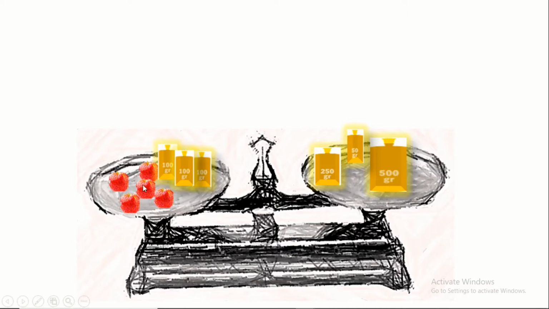We have a balance containing in its first hand 5 identical apples which have each the same mass, in addition to 300 grams. On the other hand, we have 800 grams all together. Well, as you see here, it's completely balanced, so we can say that the masses of the 5 apples and 300 grams is equal to 800 grams.